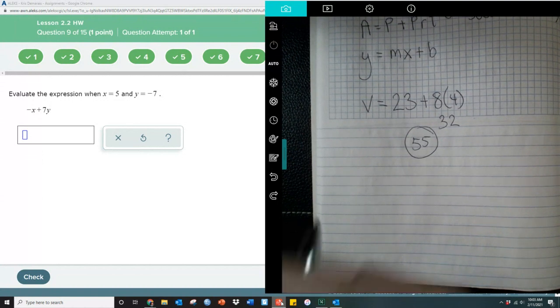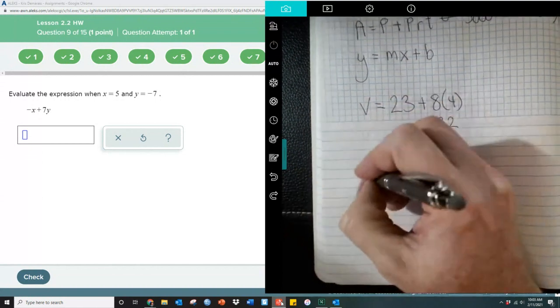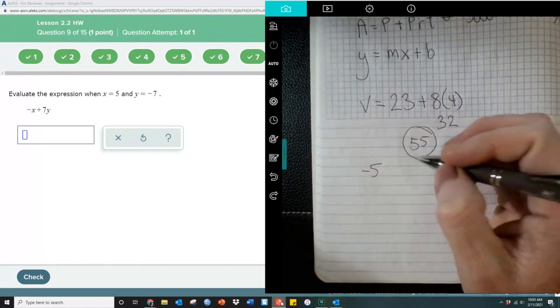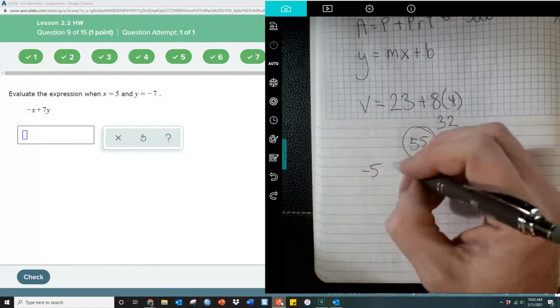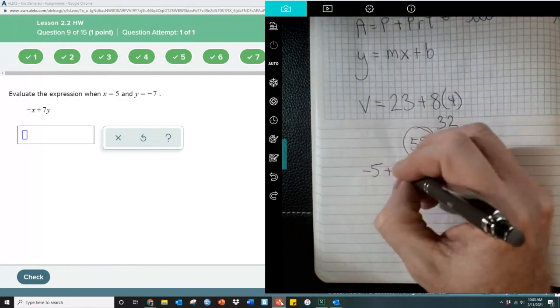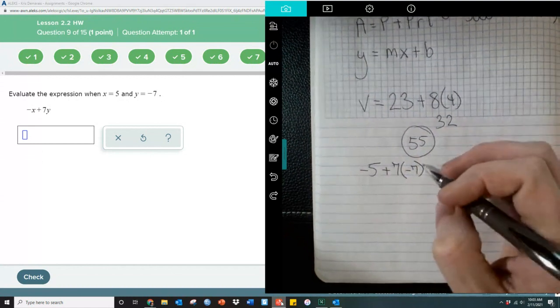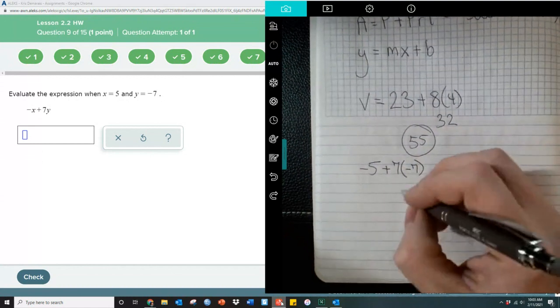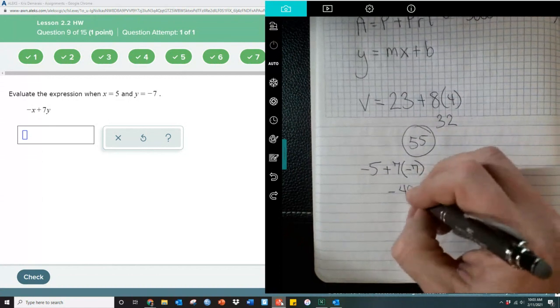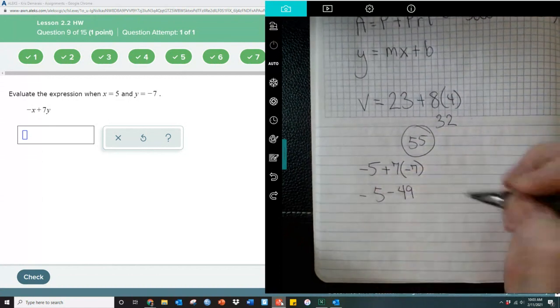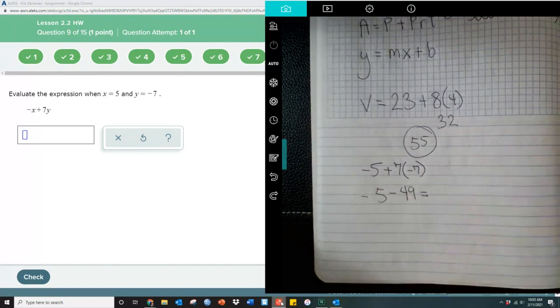Just speak up. All right, now, you got negative 5, right? Because you take the opposite of x, and then you're doing 7 times negative 7, right? So that's the simple replacement. So this is going to be negative 49, and then you have negative 5. So here we're going to go ahead, since they're both negative.